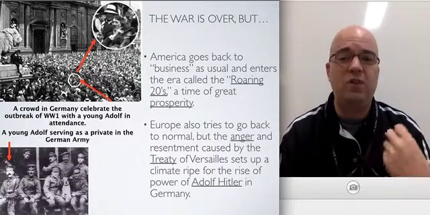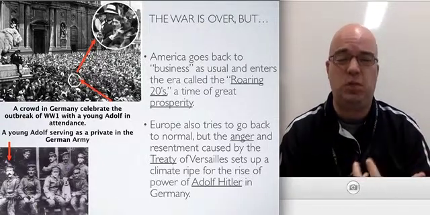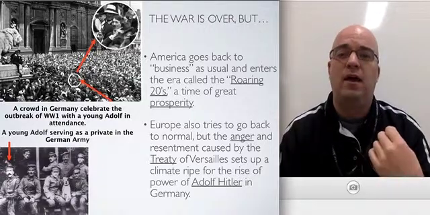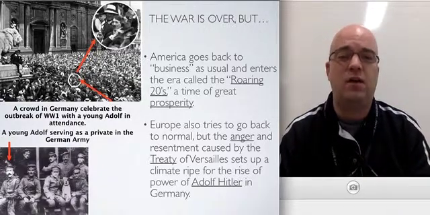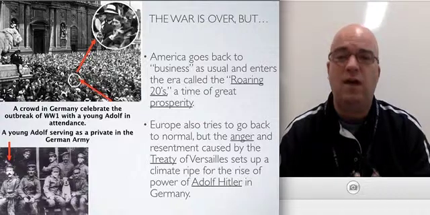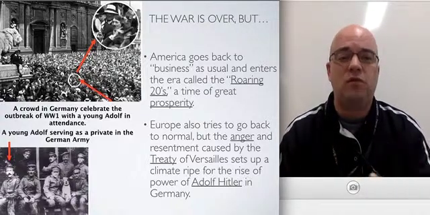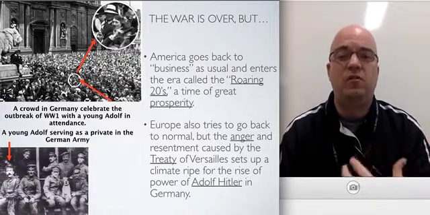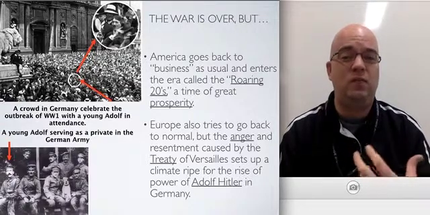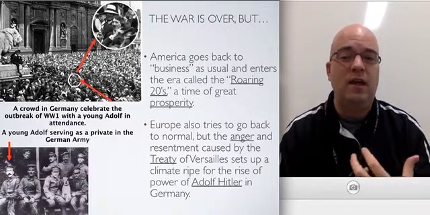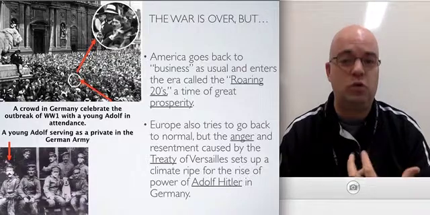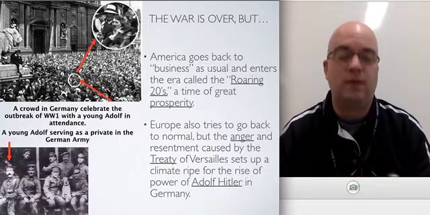And so it creates this climate in Germany of anger about the war. There's high unemployment during this time period. A lot of Germans are out of work. The country is really struggling to kind of get on its feet. And this is going to kind of set up the scene to the rise of the Nazi Party and Adolf Hitler coming to power in Germany, which we'll get to here in the coming weeks.